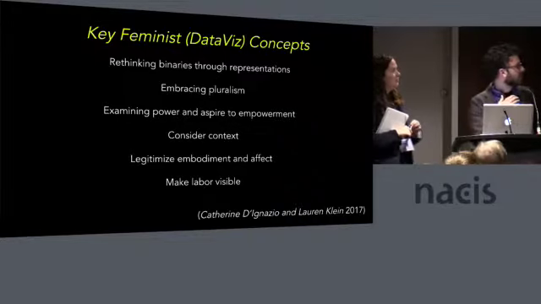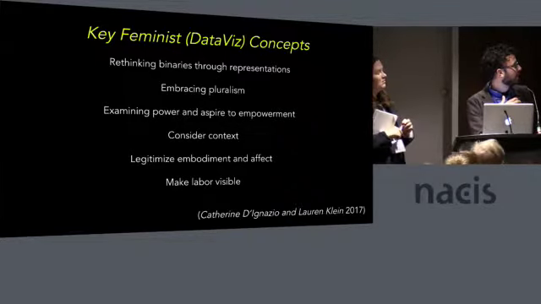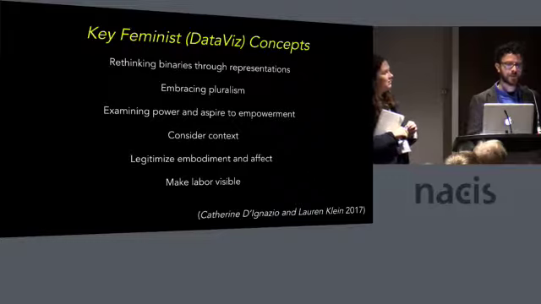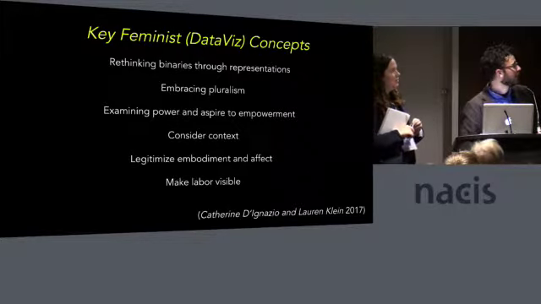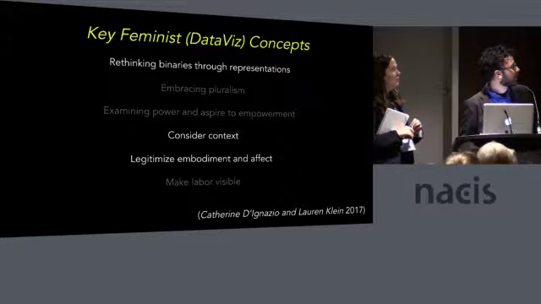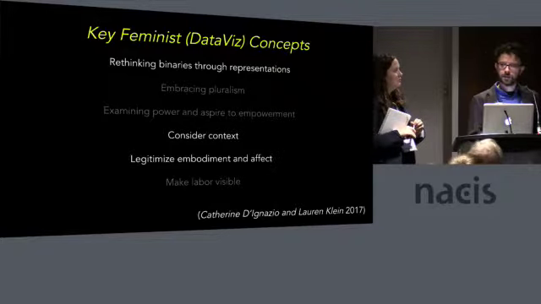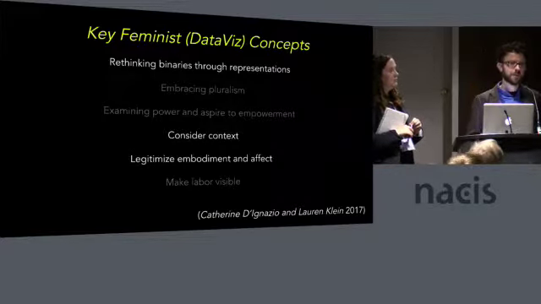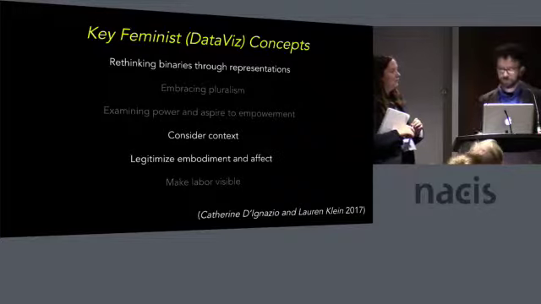Catherine D'Ignazio has a bunch of different aspects that we might apply to thinking through cartography, and in this talk, we're thinking of just a few of them. Like Meghan mentioned, rethinking binaries through representations. So what other kinds of representations are possible in mapping? Considering the context that our maps lie in. And thinking of embodiment and affect and how they come through and relate to a viewer between the map and the viewer.